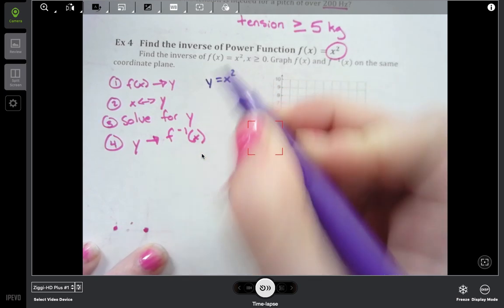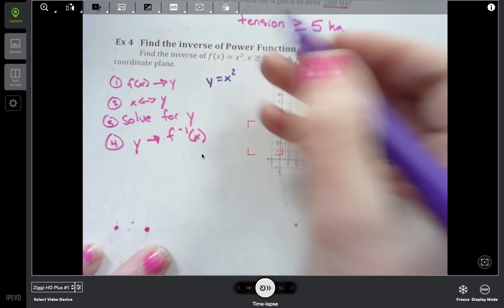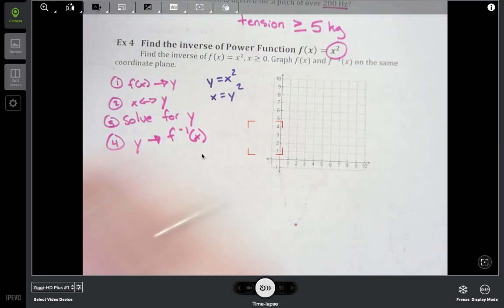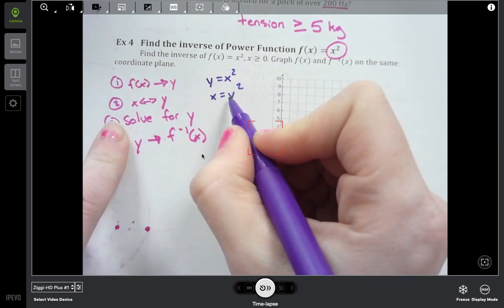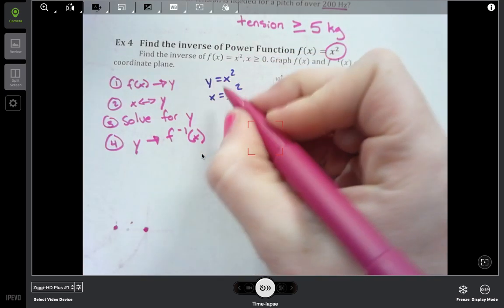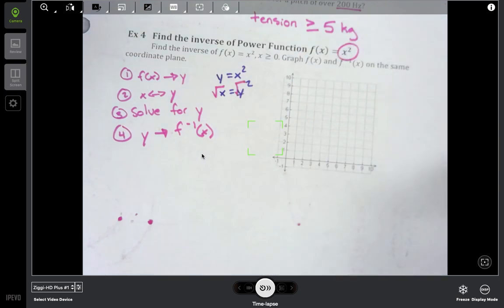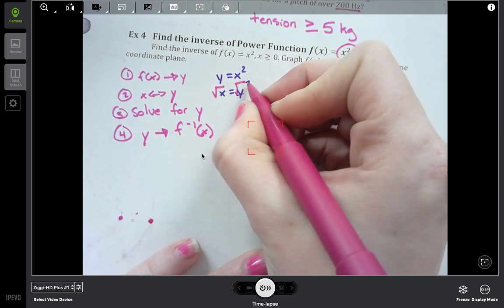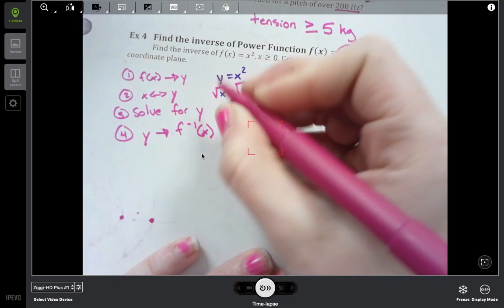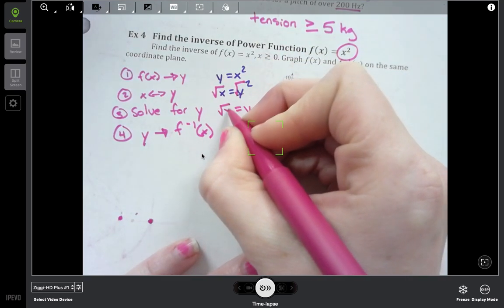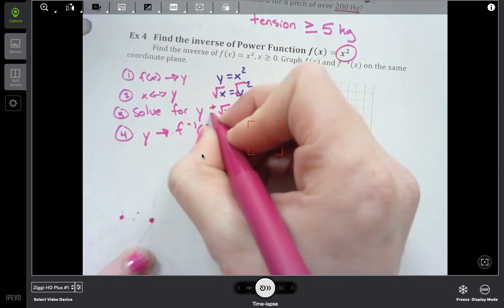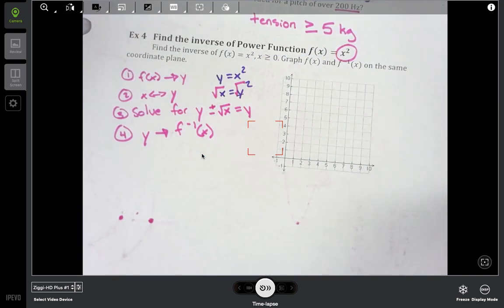x squared. Okay, then the x and y switch with each other. x equals y squared. Okay, number 3, solve for y. So I want to get y by itself, so I need to get rid of this square. So to do that, we take the square root. Okay, so the square root of y squared is just going to give me y, and that's it. And this guy just stays the square root of x, but since we put the square root in there, we do plus and minus.